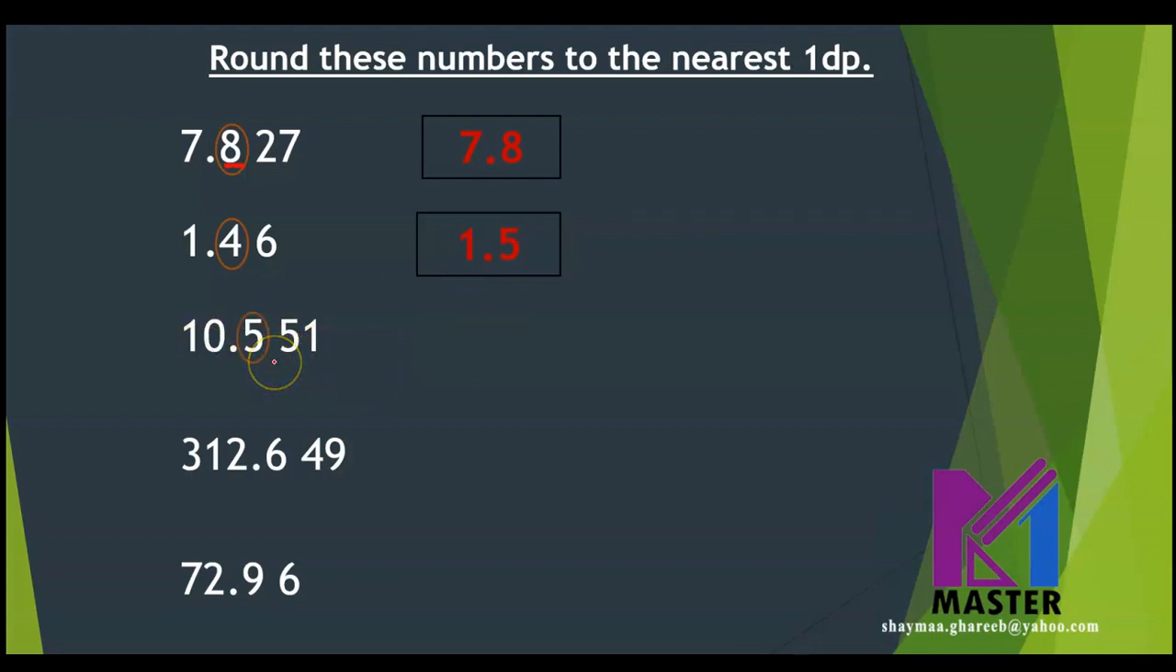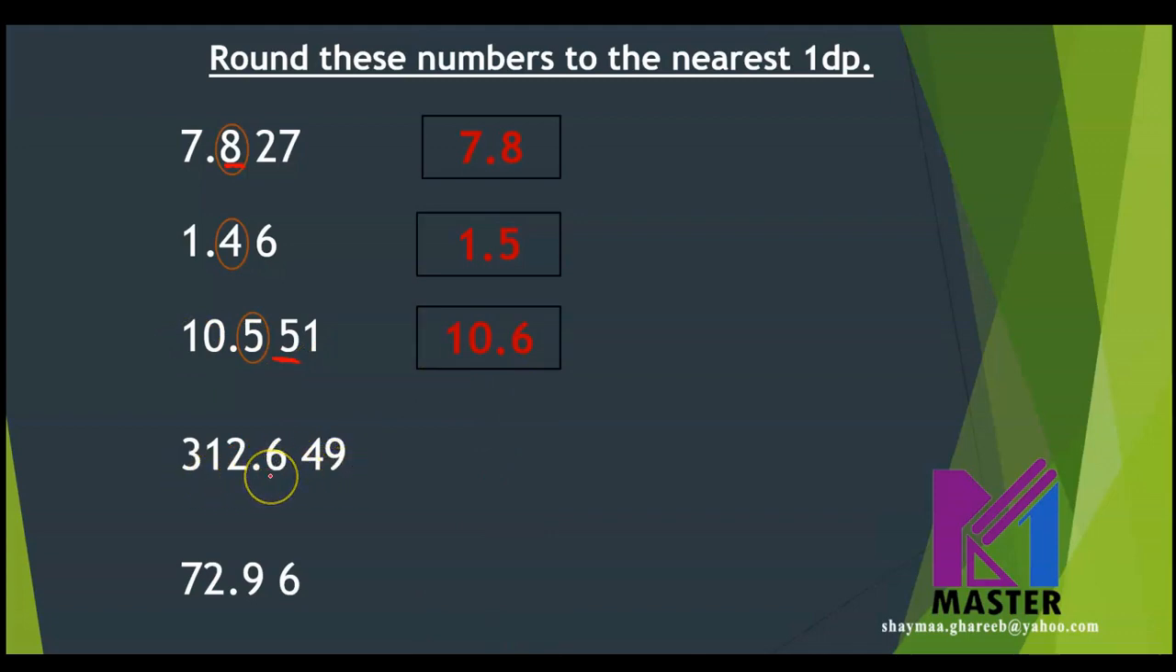10.551. So it's the same. The digit in the tenth place will be rounded. What do you think, up or down? So this is 5, which means I'm going to round it up. So the 5 tenths will be 6 tenths. So the answer will be 10.6 or 10 and 6 tenths.